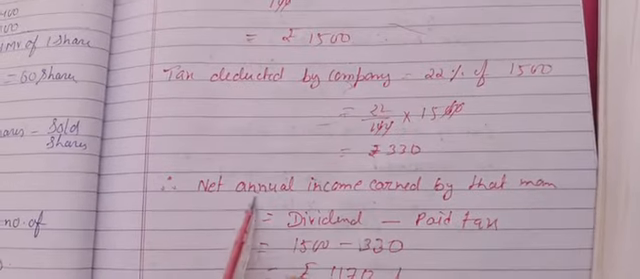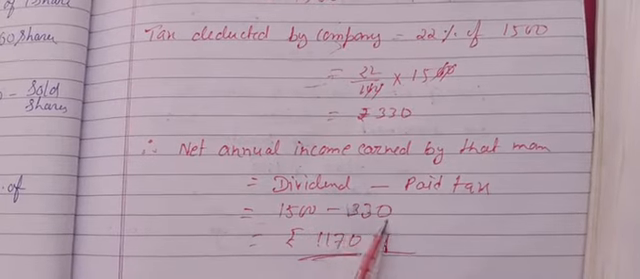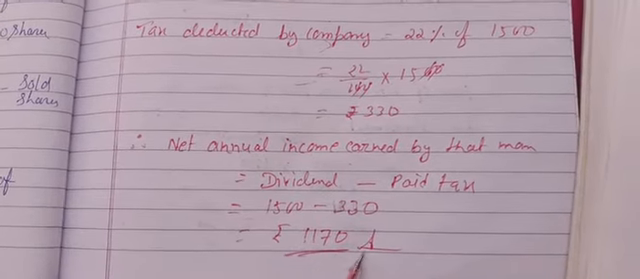So net annual income earned by that man is what? Dividend minus paid tax, that is 1500 minus 330, that is 1170 rupees. So this is your answer.